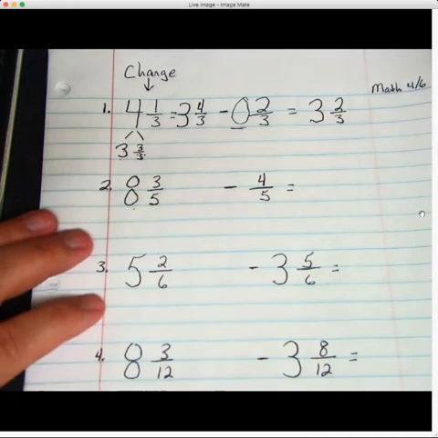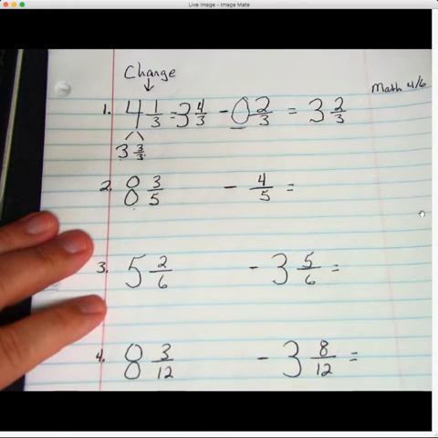All right, next one, 8 3/5 minus 4/5. Why don't you pause the video and try to work this one out? It's like this first one. And see if you get the same answer I do.